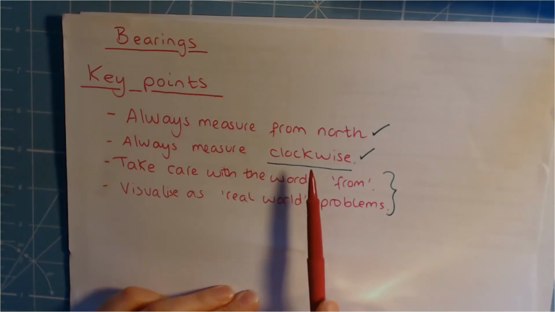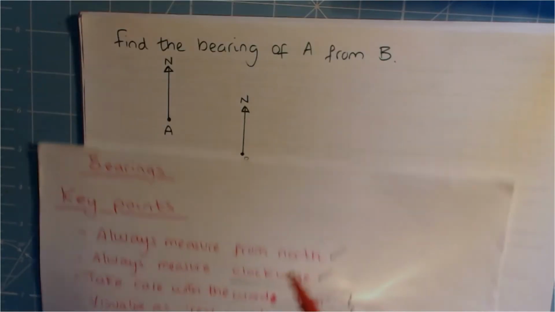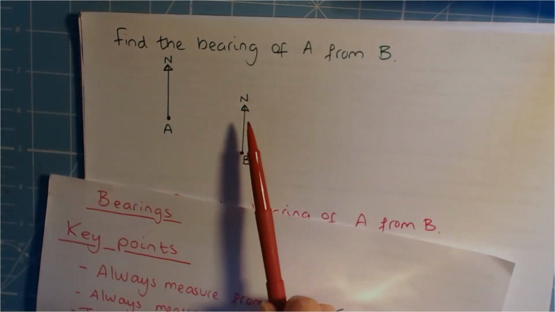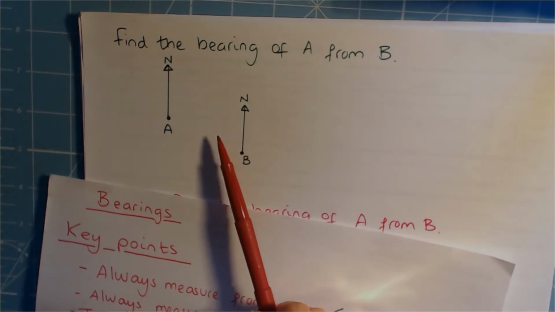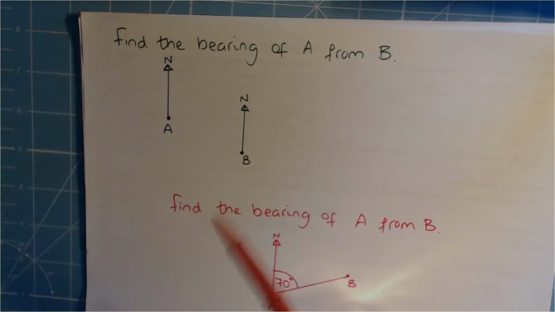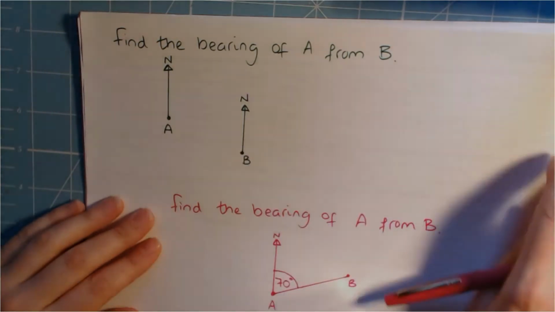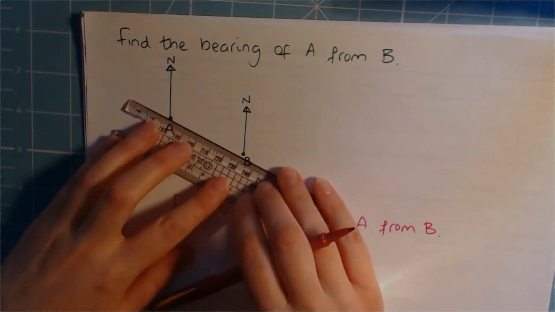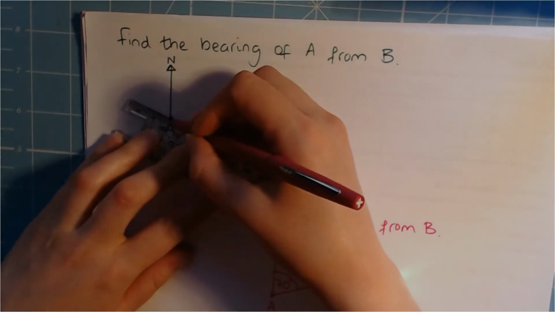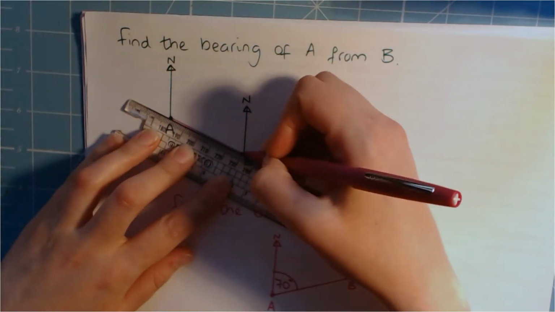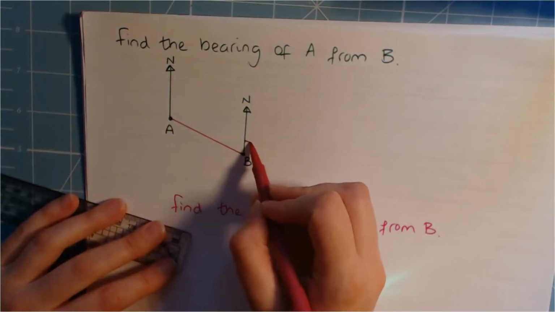But you must remember we're turning clockwise. And it's so easy here to go, okay, let's measure this angle, because that's nice. But that's not going to work. Okay, we have to go, well, let's just join them together first. So we've got our line. Let's join A and B up together. Okay, we have to go all the way around here.